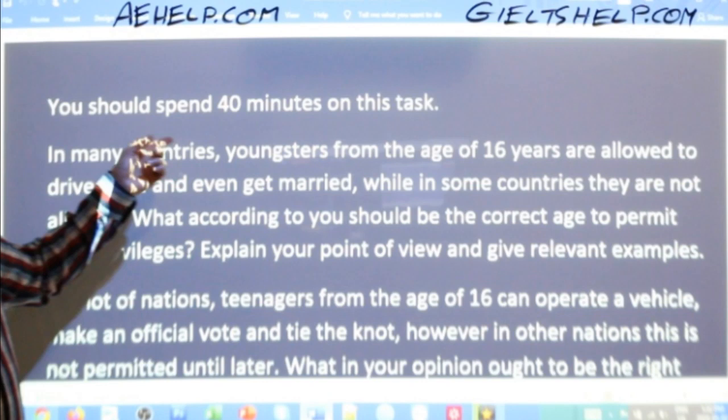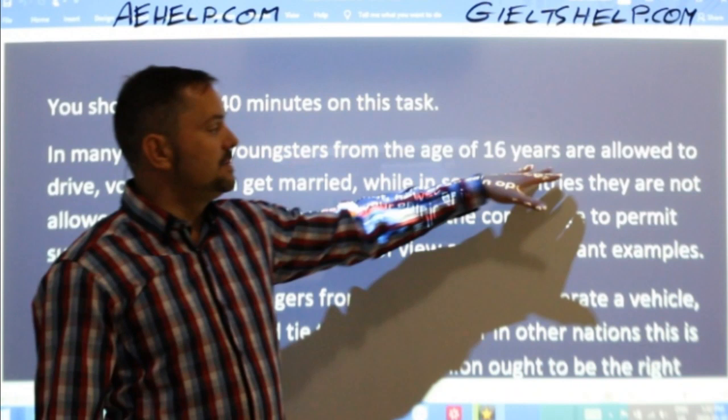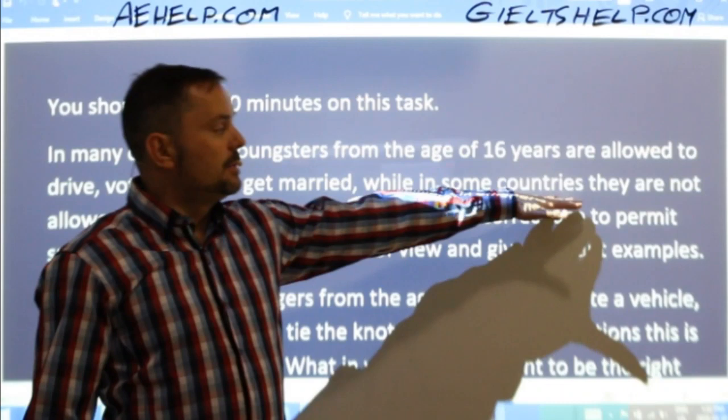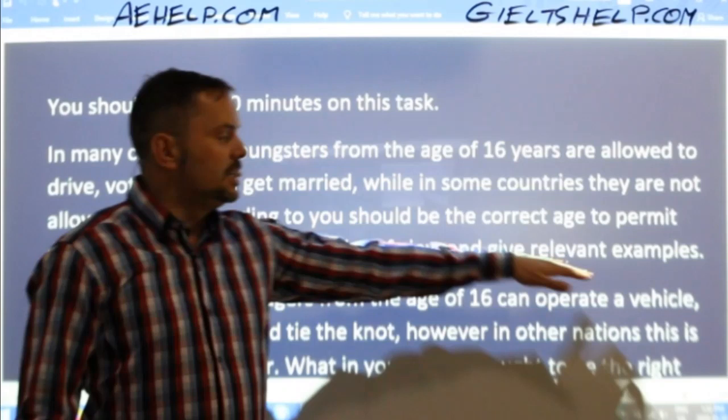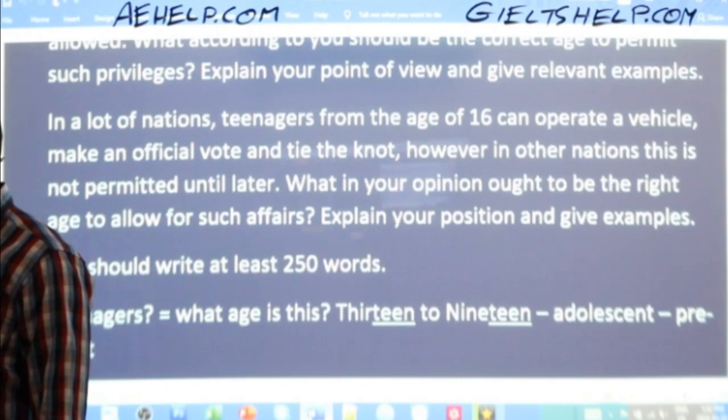You should spend 40 minutes on this task. In many countries, youngsters from the age of 16 years are allowed to drive, vote, and even get married, while in some countries they are not allowed. What, according to you, should be the correct age to permit such privileges? Explain your point of view and give relevant examples. You should write at least 250 words.